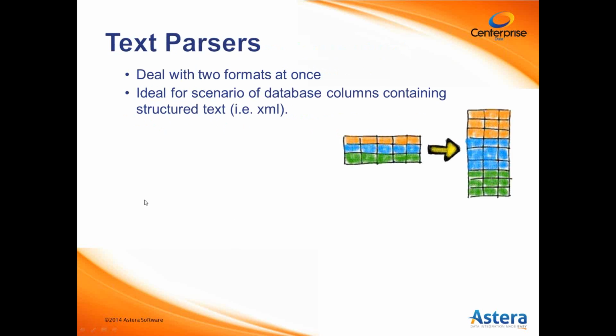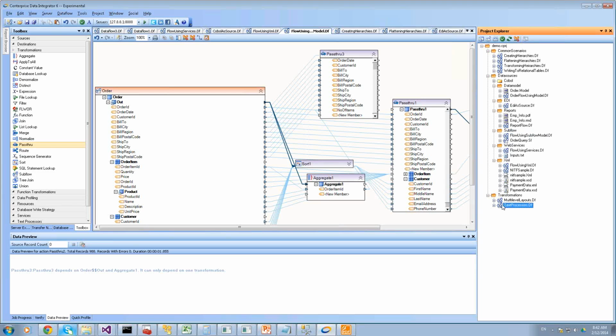Text parsers are used when data is contained within another structure. So what happens is you have two formats at one time. Let's say you have an XML file, and within that XML file you have delimited data, or very common, you have a database table, and within that database table you have XML data. So that's actually how we deal with a lot of our structures internally. So let's go ahead and take a look at that.